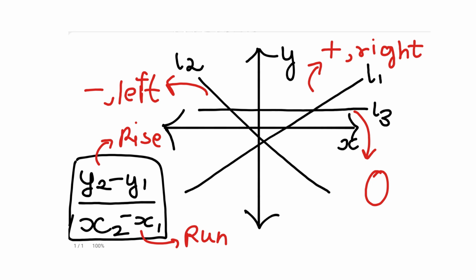The slope can be calculated using the formula y2 minus y1 over x2 minus x1. The change in y is known as rise, whereas the change in x is known as run. And y2, y1, x2 and x1 are nothing but the coordinates of 2 points on a single line.